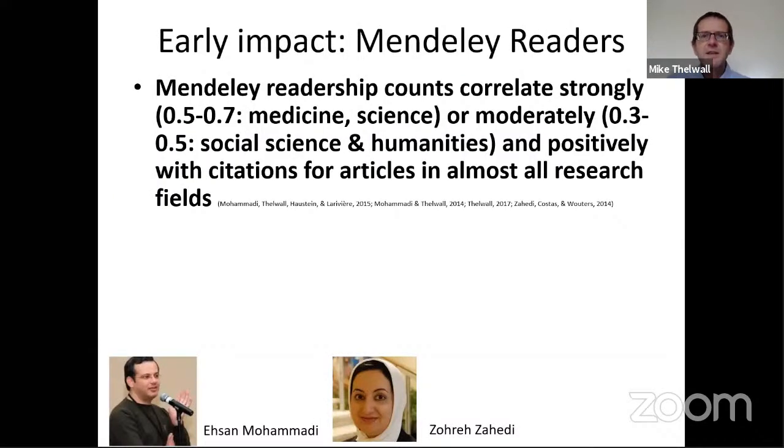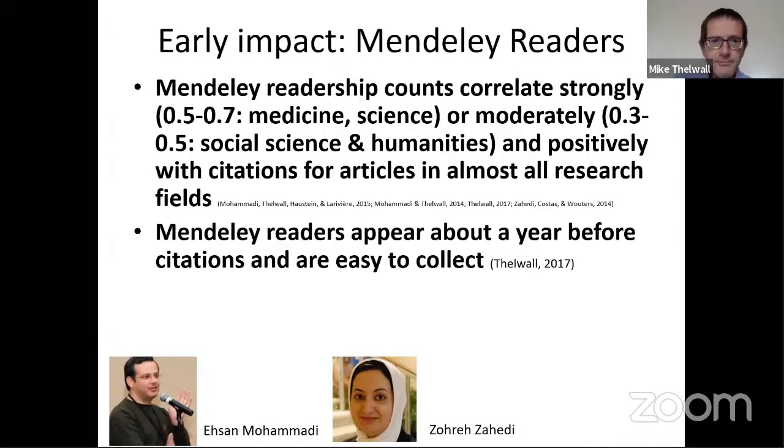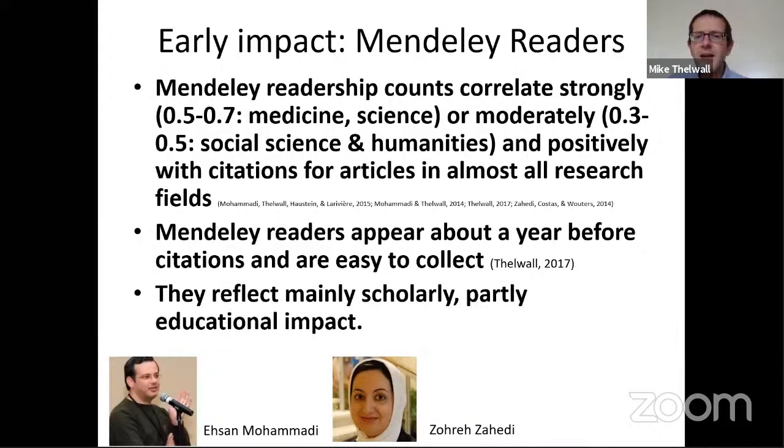So what's the evidence? Lots of correlation tests between Mendeley readers and citations all show moderate to strong correlations between Mendeley readership counts and citation counts in almost all research fields. So Mendeley reader counts reflect the same kinds of impact as citation counts. And they're early impact evidence, they appear about a year before citations. So you can do an impact evaluation 1 year earlier with Mendeley readers than you can with citations. So that's very valuable for timely evaluations. And they reflect mainly scholarly impact and partly educational impact.